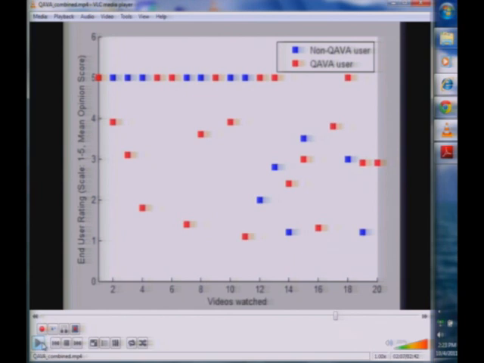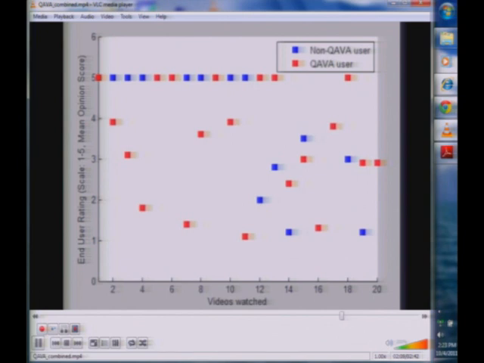The thing to notice in this graph is that towards the beginning of the billing cycle, the non-QAVA blue dots are choosing a very high bit rate, so you see the scores are very high. Whereas the QAVA user oscillates, the red dots are everywhere. It's choosing a little lower bit rate throughout the billing cycle, which causes not so much distortion. And towards the end of the cycle, the blue dots are down here, whereas the red dots are at least giving you a 3 to 5 rating for each of these videos.